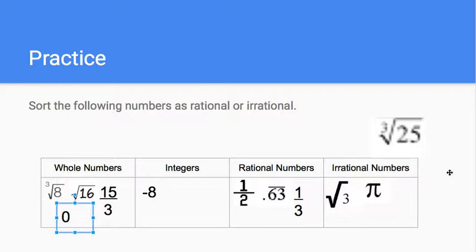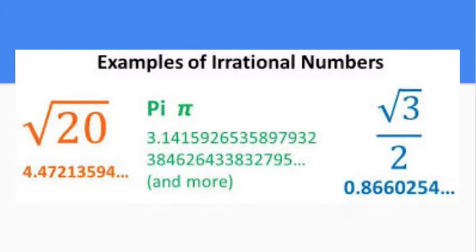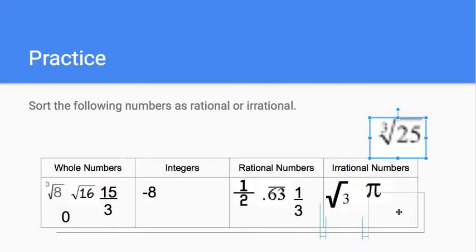And finally, the cube root of 25. The cube root of 25 falls somewhere in between 2, which 2 times 2 times 2 is 8, and 3, because 3 times 3 times 3 is 27. It's not perfect, so it belongs in this irrational column.